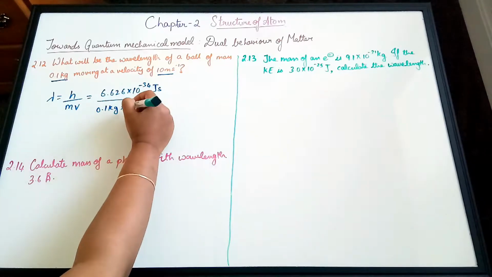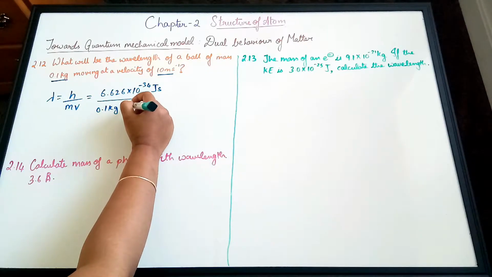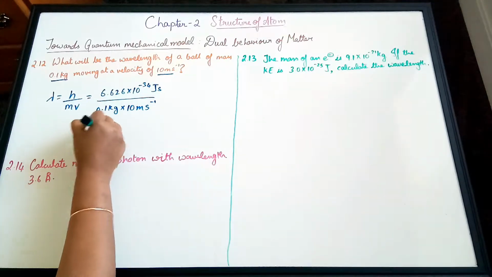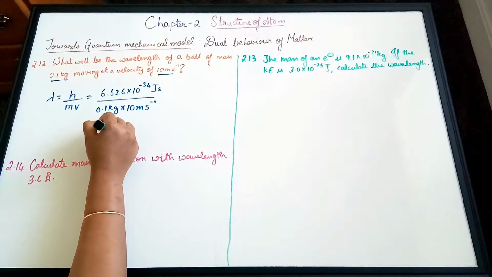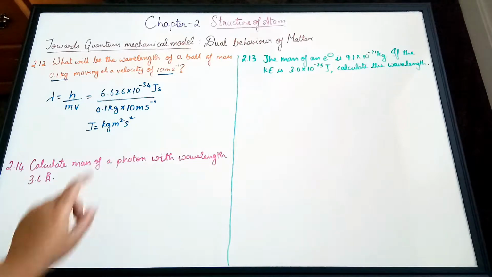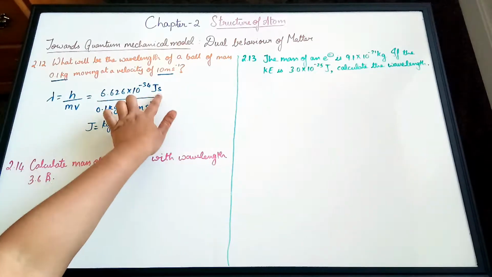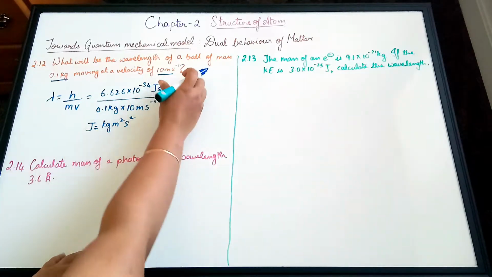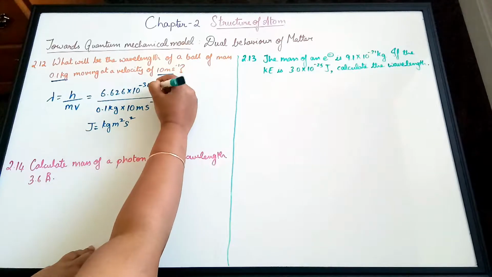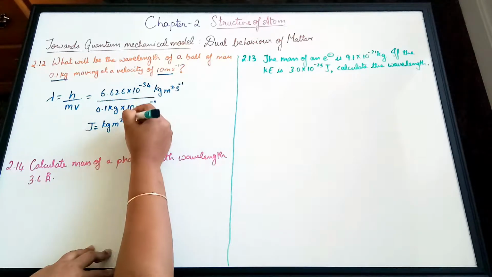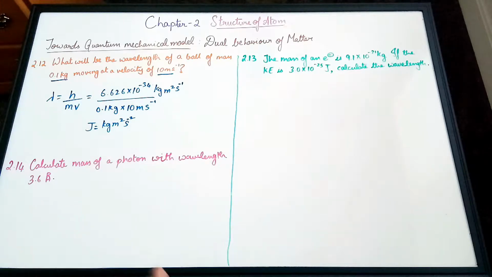into 10 meters per second. Now 1 joule equals kilogram meter square second to the power minus 2. We'll convert this joule, so let me write kilogram meter square second to the power minus 2, so that with joules second it becomes second to the power minus 1.